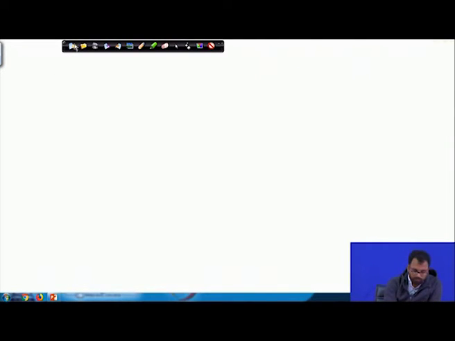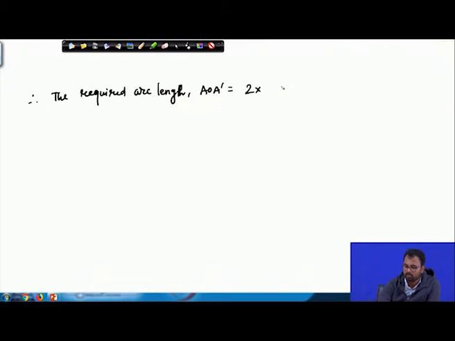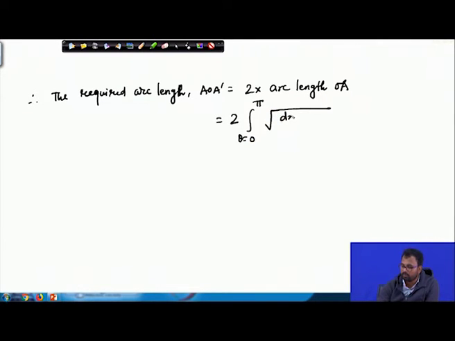Now we know our formula where we have to substitute all of these. The formula says that the required arc length AOA dash equals 2 times the arc length, let us say OA. In that case it is 2 times the integral from 0 to pi, as theta is running from 0 to pi, of the square root of dx d theta squared plus dy d theta squared, times d theta.